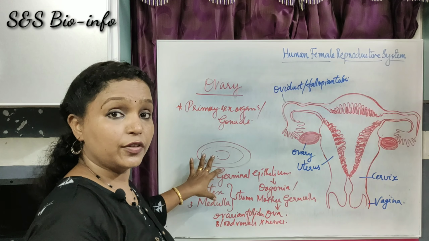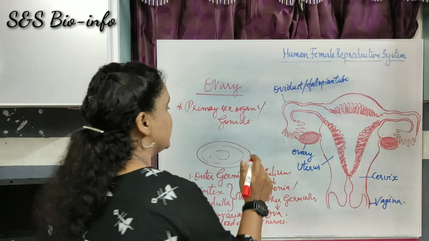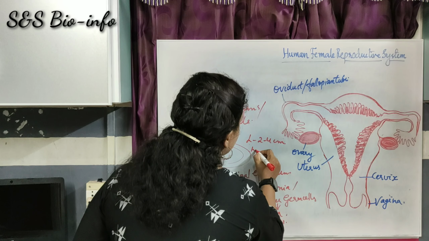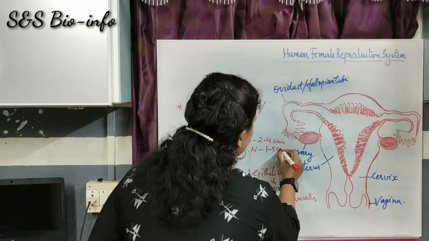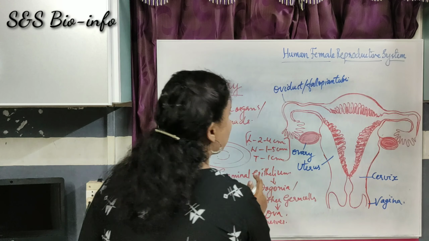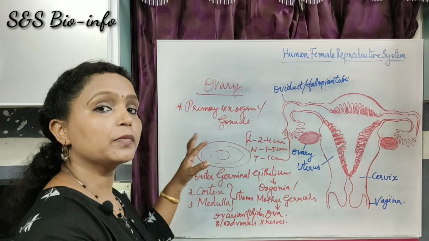Did you get the structure of the human ovary? The length of the human ovary is 2 to 4 centimeter. The width is about 1 to 5 centimeter. The thickness is about 1 centimeter. This is the approximate size of the ovary.